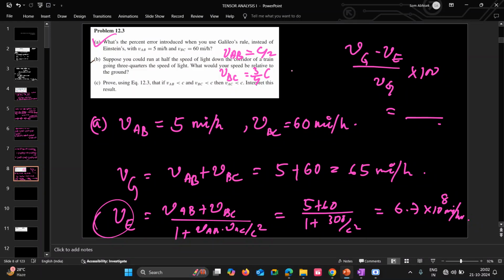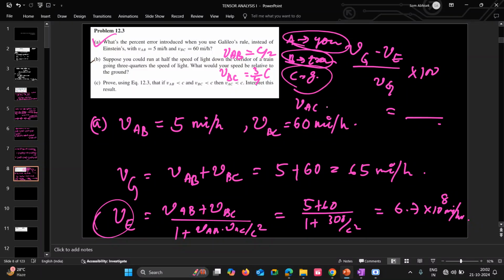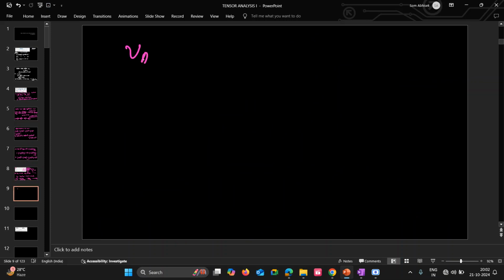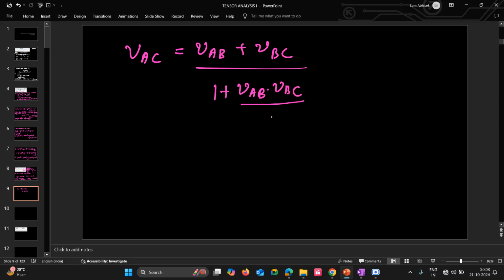So what is your speed relative to the ground? I have taken A as you, that means yourself, B is your train and C is the ground. Your velocity with respect to the train is c by 2, the train's velocity with respect to the ground is 3 by 4 c. So we have to find VAC, which will be simply VAB plus VBC divided by 1 plus VAB dot VBC divided by C square.